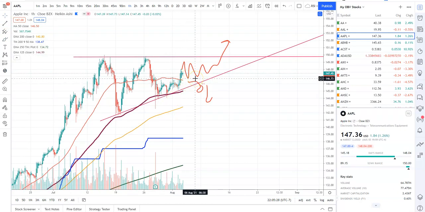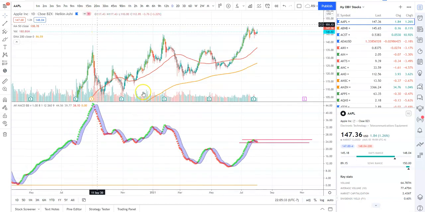So my outlook for Apple looks to be hyper bullish, okay, not just bullish, but hyper bullish, especially when we break these levels at 150. So that's what I'm looking at on Apple.